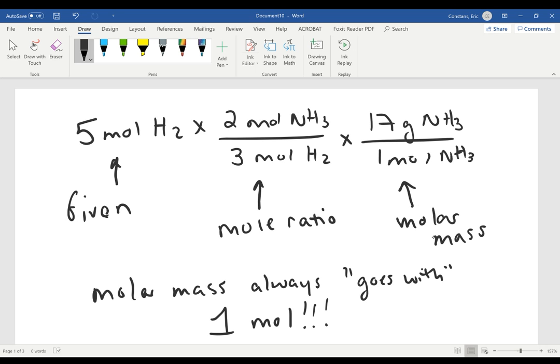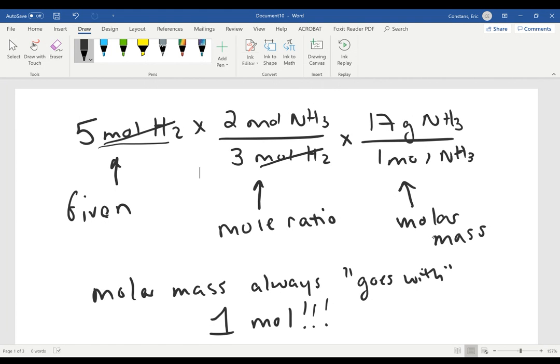We started off with our given, 5 moles of hydrogen. We multiplied it by the mole ratio. Again, it's the coefficient that goes in front of the unknown, divided by the coefficient that goes in front of the given. And again, moles of hydrogen are going to cancel out here. And then we multiply it by the molar mass of the unknown. So here the unknown was ammonia, and it's 17 grams per mole.